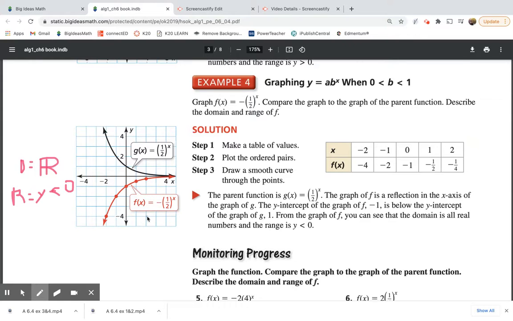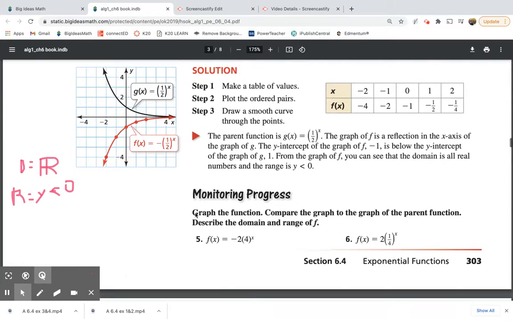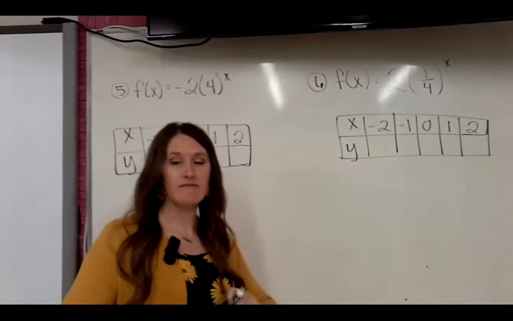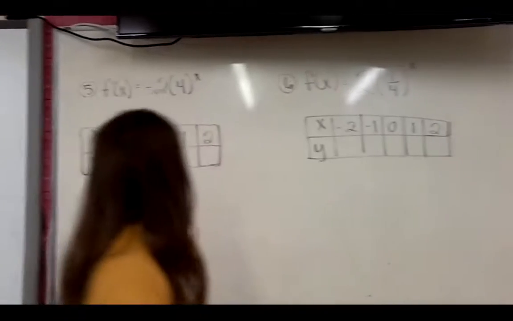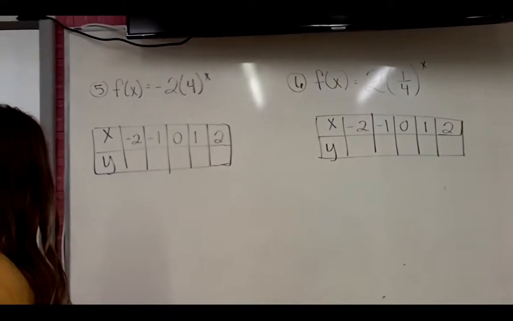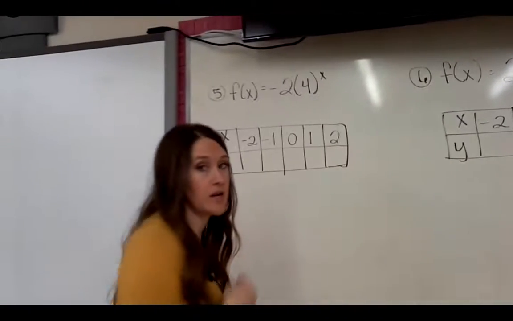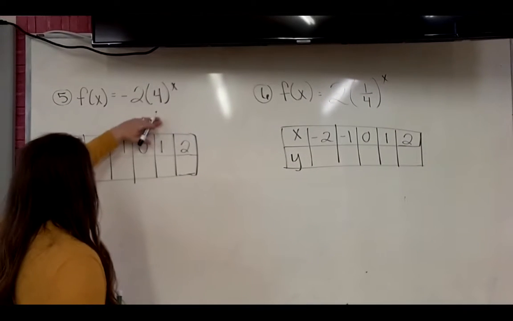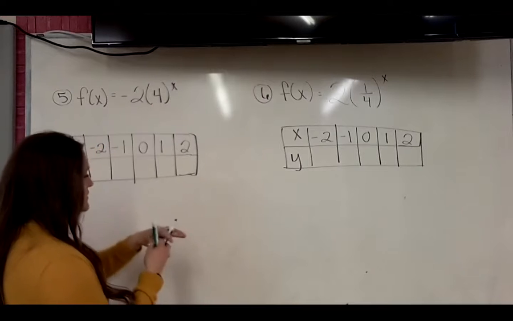All right, so I know these take a while, so I just want you to do your best, but I'm going to have you try 5 and 6. We'll do one where b is greater than 0 and one where it is between 0 and 1. So pause the video, try those, and then I will go over it with you. Okay, on 5 and 6, we are graphing the function and the parent function, comparing it, then stating the domain and range. Okay, so looking at this, the parent function would be 4 to the x power.